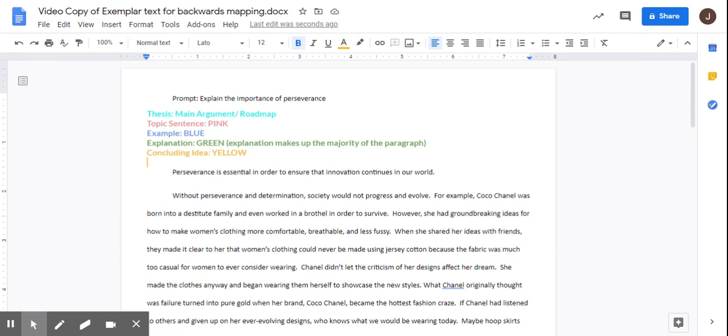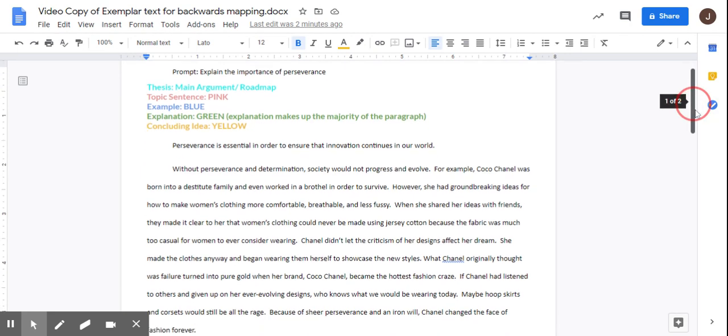If you'll see here, the prompt is listed at the top. It says, explain the importance of perseverance. Now, it's important to note that it does not ask you if perseverance is important. It's telling you that perseverance is important, and now it's saying, explain that further. Give me an example.